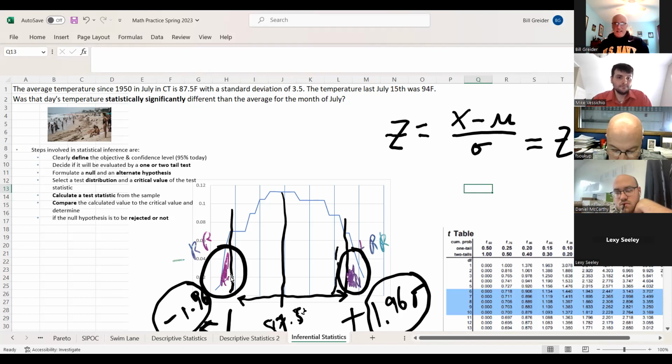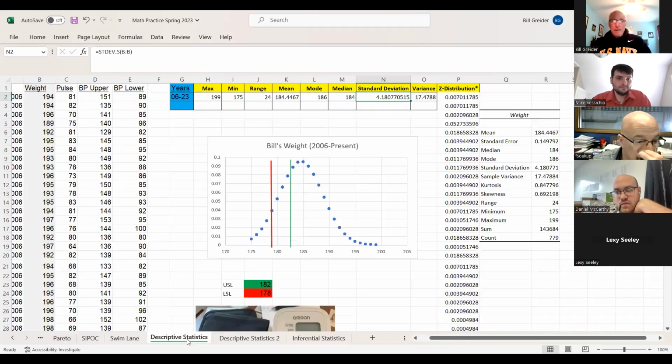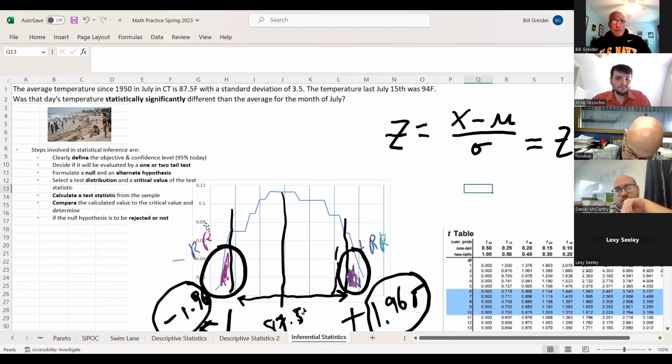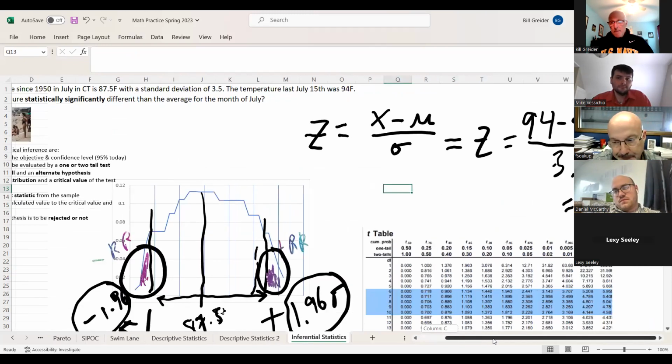All right. So in this case, I'm going to select a normal distribution, which we did with the weight. Remember this one? The Z distribution right here. There's a little formula that we have to put in order to get those numbers so we can plot. So same thing, we're going to select the test distribution and the critical value of the test statistic. And then I'm going to calculate a test statistic from the sample. And here's the formula right here for it.